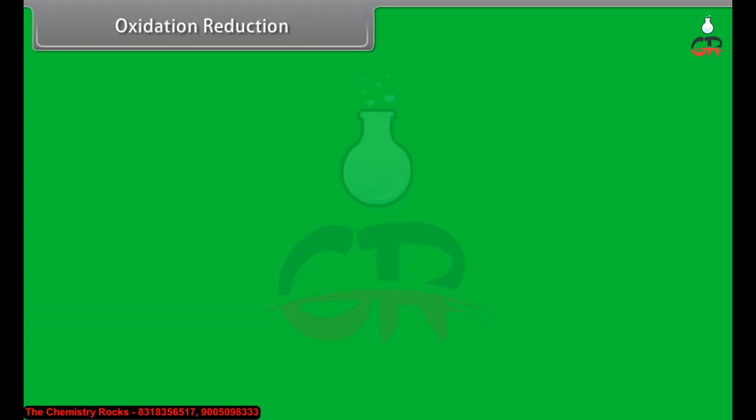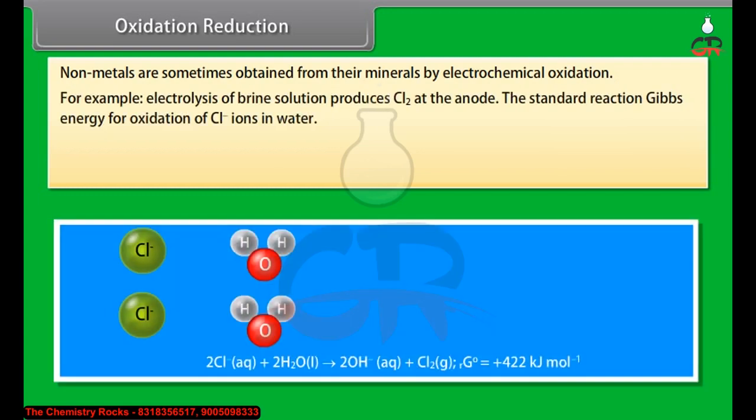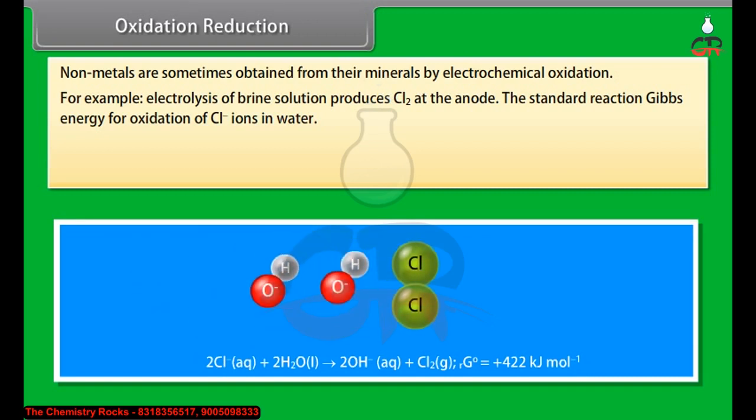Oxidation reduction. Non-metals are sometimes obtained from their minerals by electrochemical oxidation. For example, electrolysis of brine solution produces Cl2 at the anode. The standard reaction gives energy for oxidation of Cl- ions in water. A high positive value suggests that electrolysis is required.